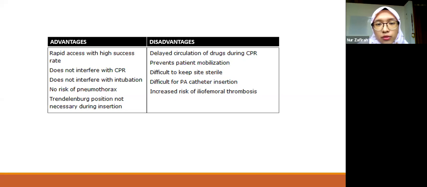However, there are disadvantages of the femoral vein catheter, which is delayed circulation of drugs, especially during CPR. And it prevents patient mobilization because there is a line stuck at the groin. And it is difficult to keep the site sterile because it is located near the perineal region. Next, it is difficult for pulmonary artery catheter insertion. And the last one is increased risk of iliofemoral thrombosis.